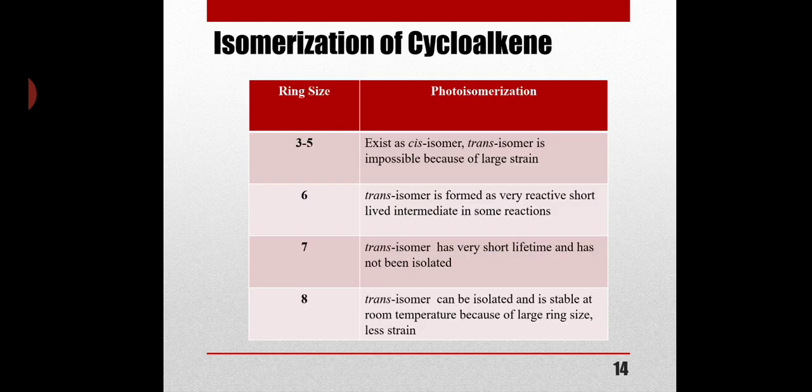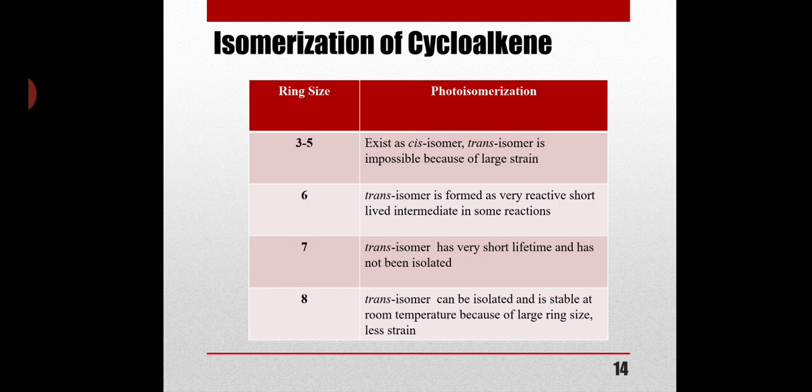Now coming to cycloalkenes. Cycloalkenes having 5 carbon atoms or less exist only as a cis isomer, as in the trans isomer, the ring is highly strained. Trans cyclohexene is formed, but it is very reactive and immediately undergoes reaction to relieve the strain in the ring.